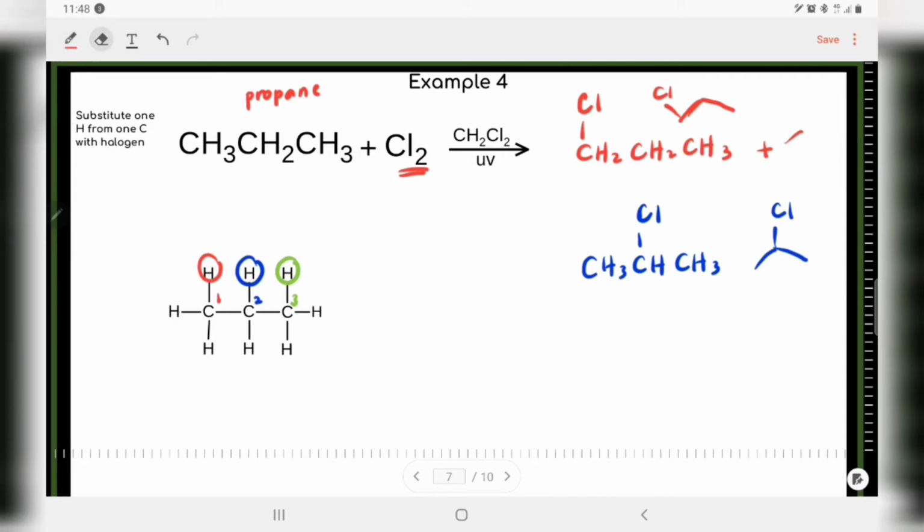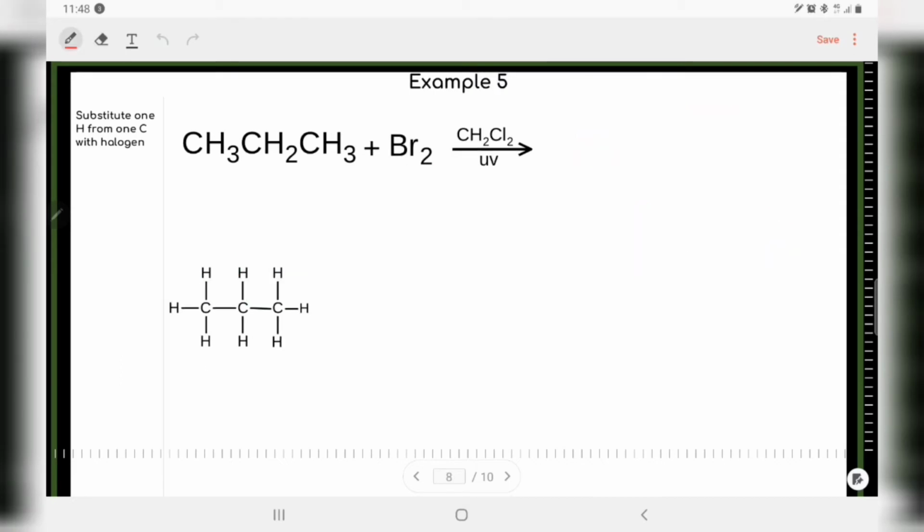So inilah structure bagi produk halogenation of propane. Lastly, propane react with Br2. So kita tahu kita hanya boleh remove daripada hydrogen carbon number 1 dan hydrogen daripada carbon number 2. Kenapa? Carbon number 3 boleh remove tapi kita akan hasilkan produk yang sama macam carbon number 1. So kita akan dapat produknya ialah CH2Br CH2 CH3 daripada carbon number 1 dan produk daripada carbon number 2.